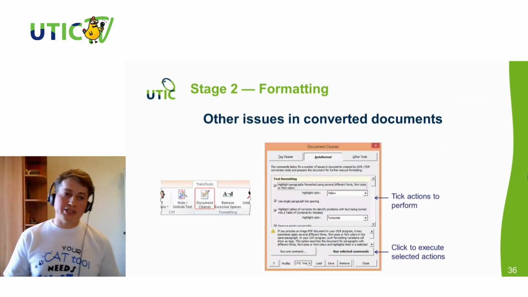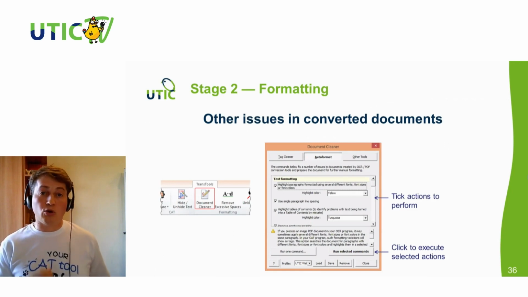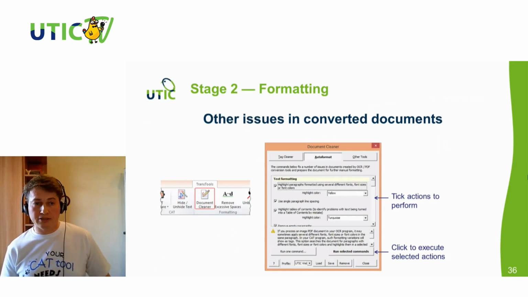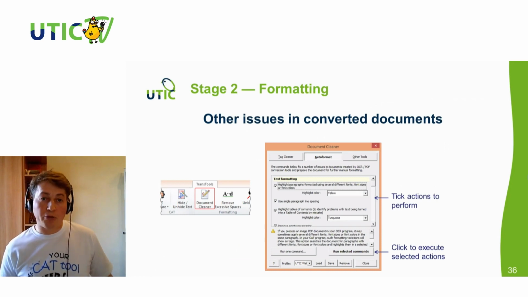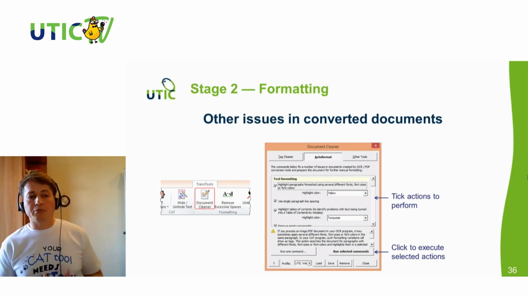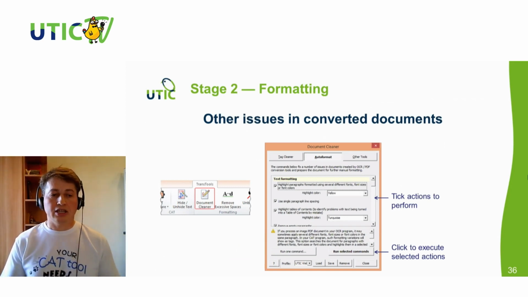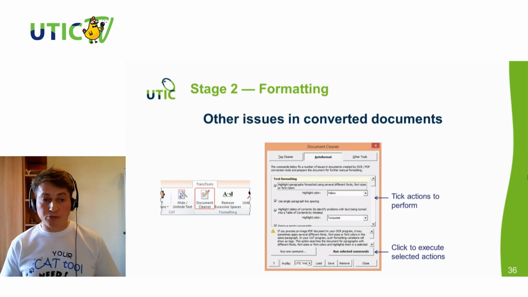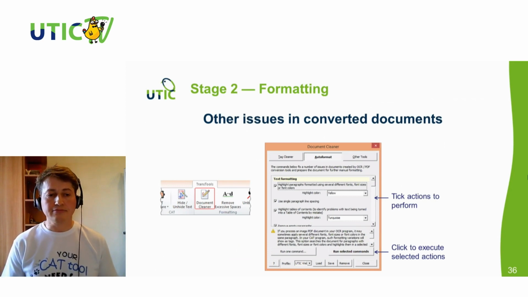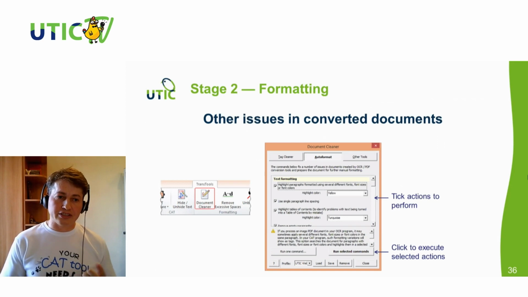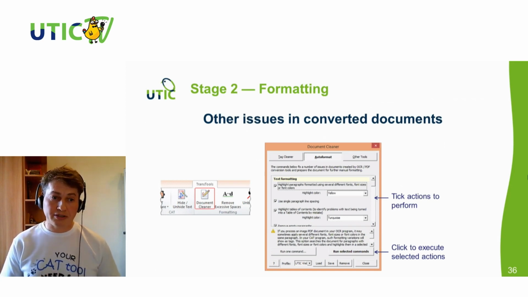The solution for these and other formatting issues is the Auto-Format command in Document Cleaner, which is part of TransTools for Microsoft Word. This command is primarily designed for documents converted from PDFs. It finds and highlights formatting issues that require manual decision and fixes some other formatting issues automatically. All you need to do is choose what you want to find and fix by checking the appropriate boxes, and then click the Run Selected Commands button.